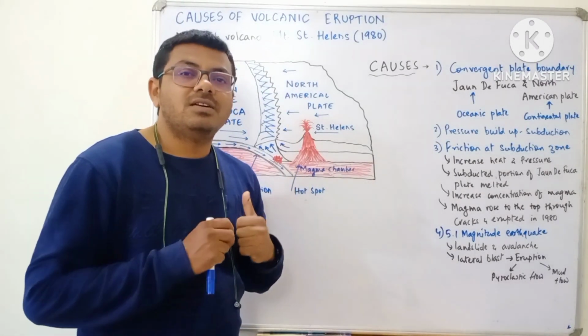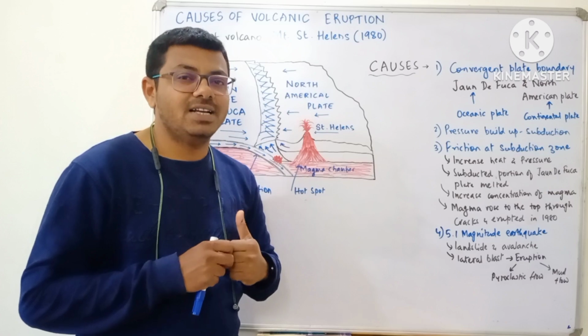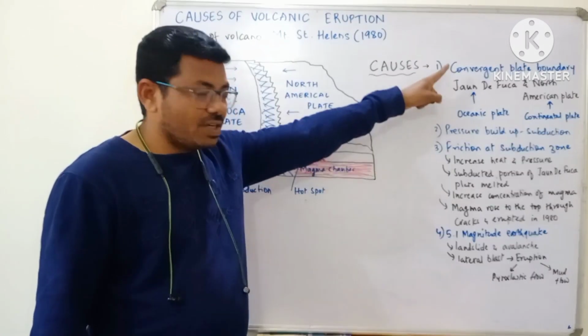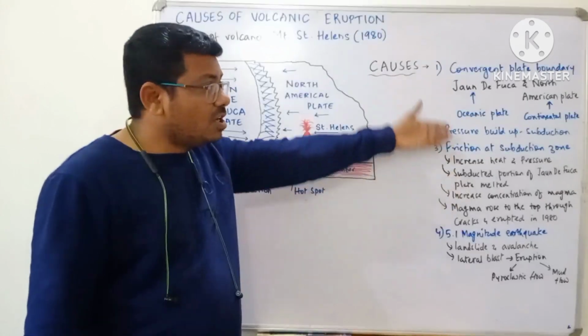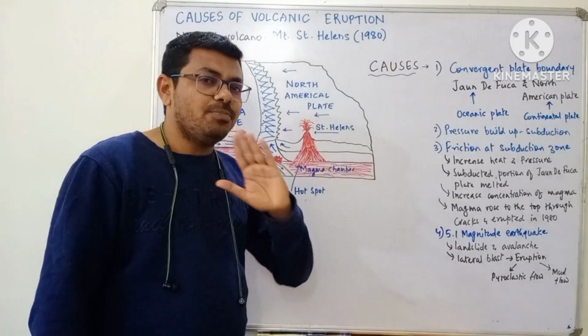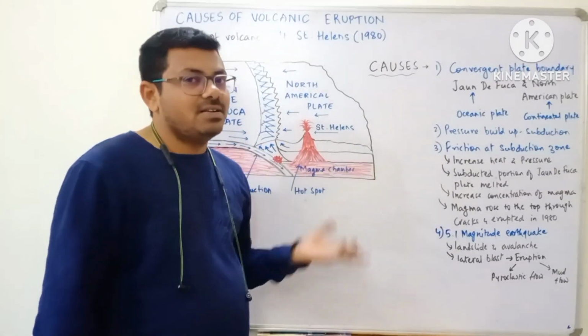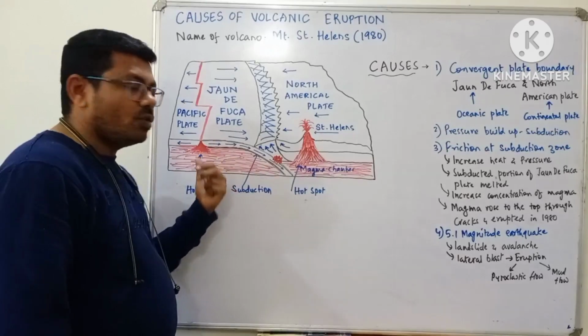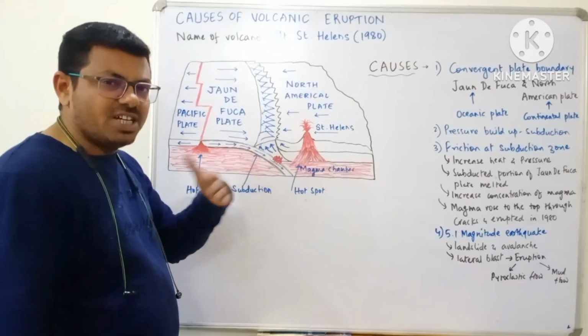That was the Mount St. Helens volcanic eruption. The terminology written here is a step-wise description. You need to mention these things in your answer in a proper format, and you will get 7 out of 7 marks. Either you remember this diagram and explain the step-wise formation.